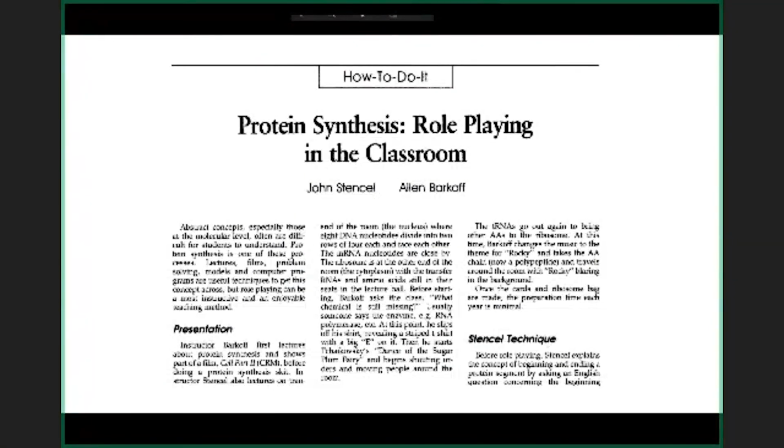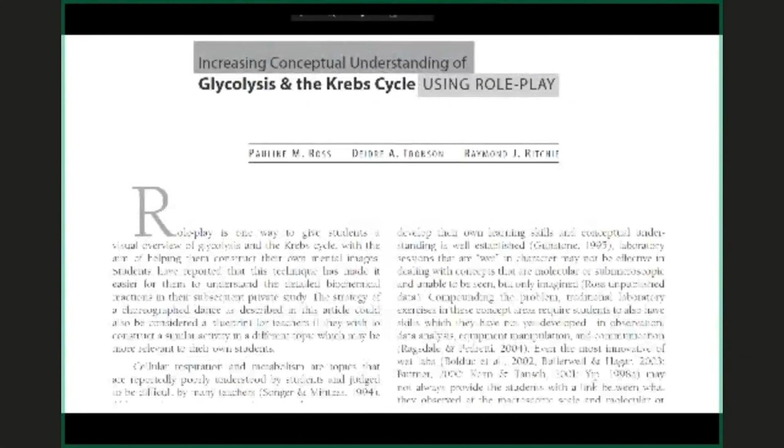because protein synthesis is a concept that so many students struggle with and have a difficulty understanding how all of these components, like the message on the DNA, mRNA, tRNA, and the amino acids match up together, and to see all of it as one picture could really help. There was another more recent study on glycolysis and Krebs cycle, and using role play to highlight that.